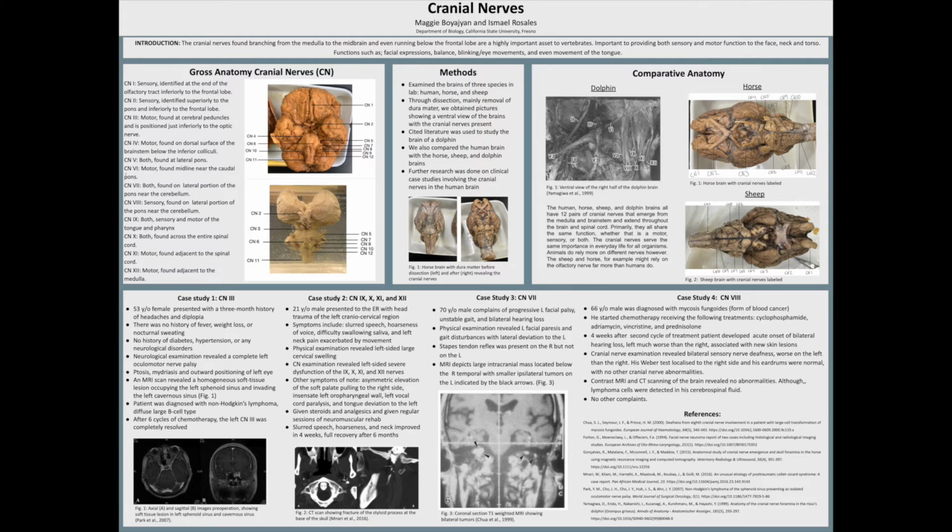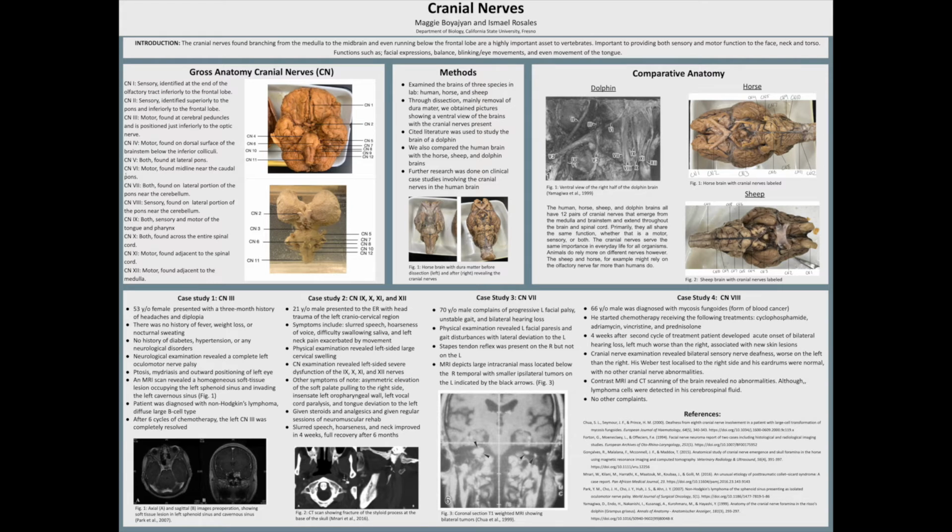For this project, we examined and took pictures of the brains of 3 species in our lab, which include the human, horse, and sheep. And through dissection, which mainly involved the removal of the dura mater, we were able to obtain pictures that showed the ventral view of the brains and had mostly all of the cranial nerves present.